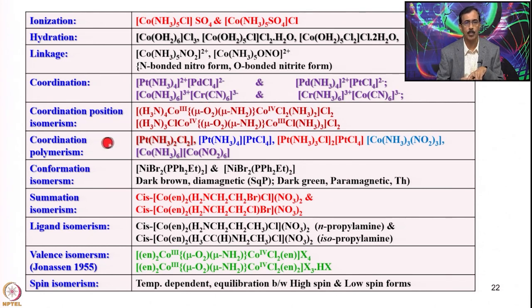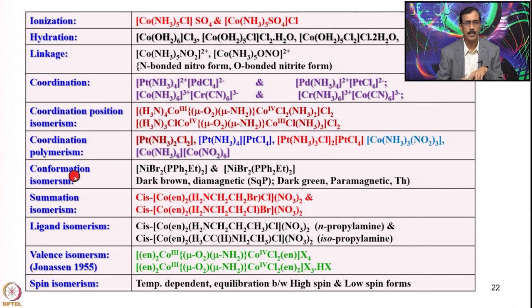Then coordination polymerism. Again here we consider this diaminodichloroplatinum. If you look into it, 1 platinum, 2 amines, 2 chlorides, the composition is 1:2:2, and now we have a combination of cationic and anionic compounds here. Again, 2 metals are there, and 4 ammonia, 4 chlorides, meaning again the composition remains the same. This is coordination polymerism, and the same thing is observed in the rest of these complexes as well.